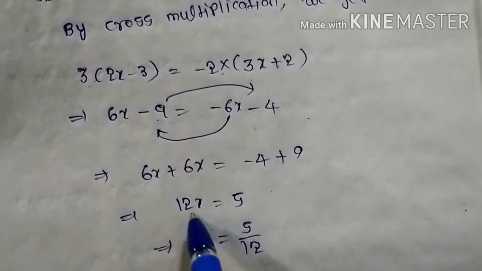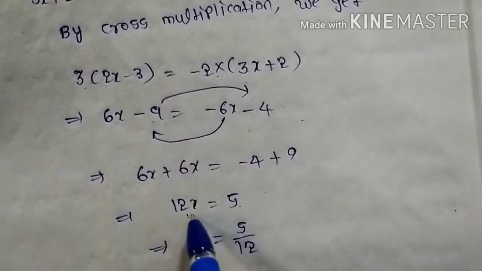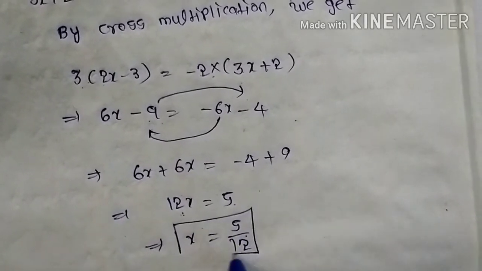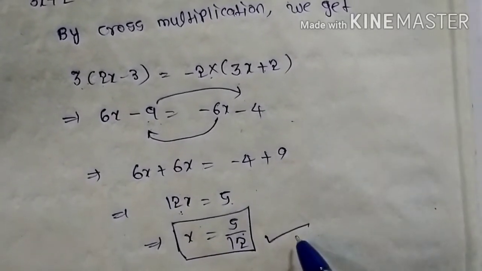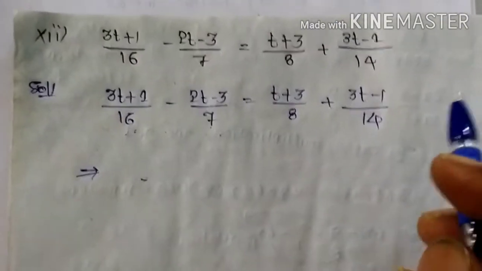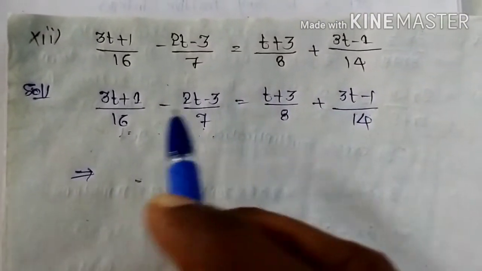That means you can transpose 12 to RHS. If I am transposing 12 to RHS, it will become division or not? Yes, so that your answer will become x is equal to 5 by 12. Now you can see here exercise 2.5 question number 12.